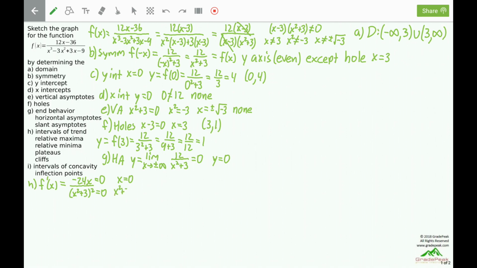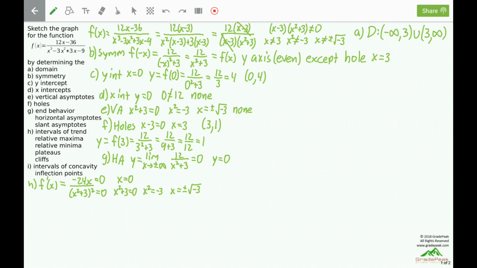From the denominator, we need x squared plus 3 to equal 0. We can subtract 3 from both sides, so x squared equals negative 3. Take the square root of both sides, x will equal plus or minus the square root of negative 3, which is an even root of a negative number, which is a non-real number.